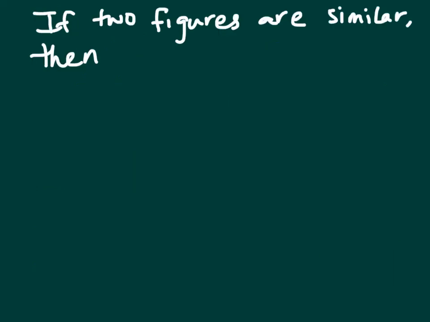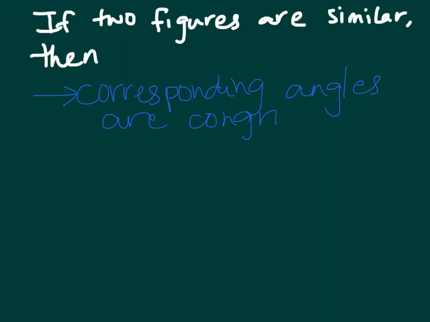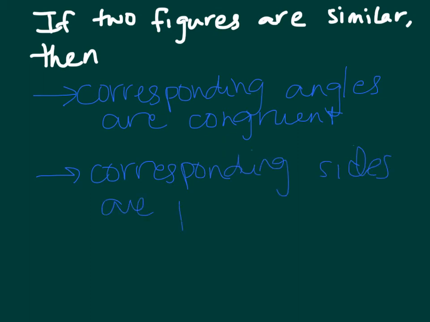So if 2 figures are similar, then we know a couple things. We kind of already wrote this down, but let's get it down again in our notes. If 2 figures are similar, then their corresponding angles are congruent, and their corresponding sides are proportional. And so they must be proportional with one another.